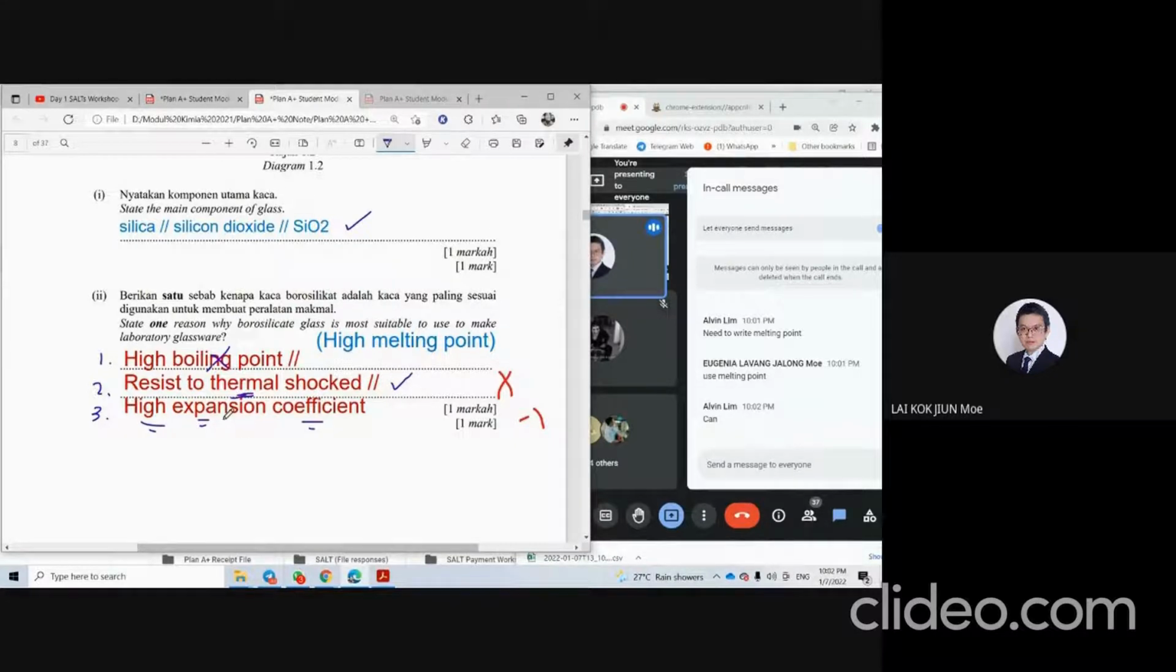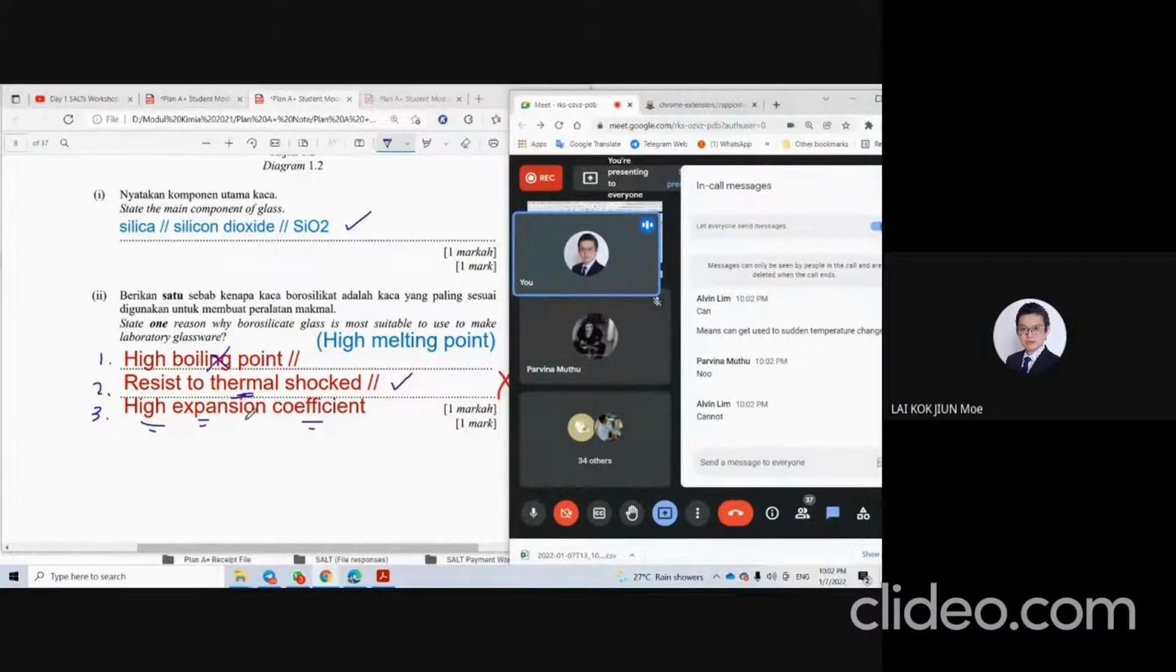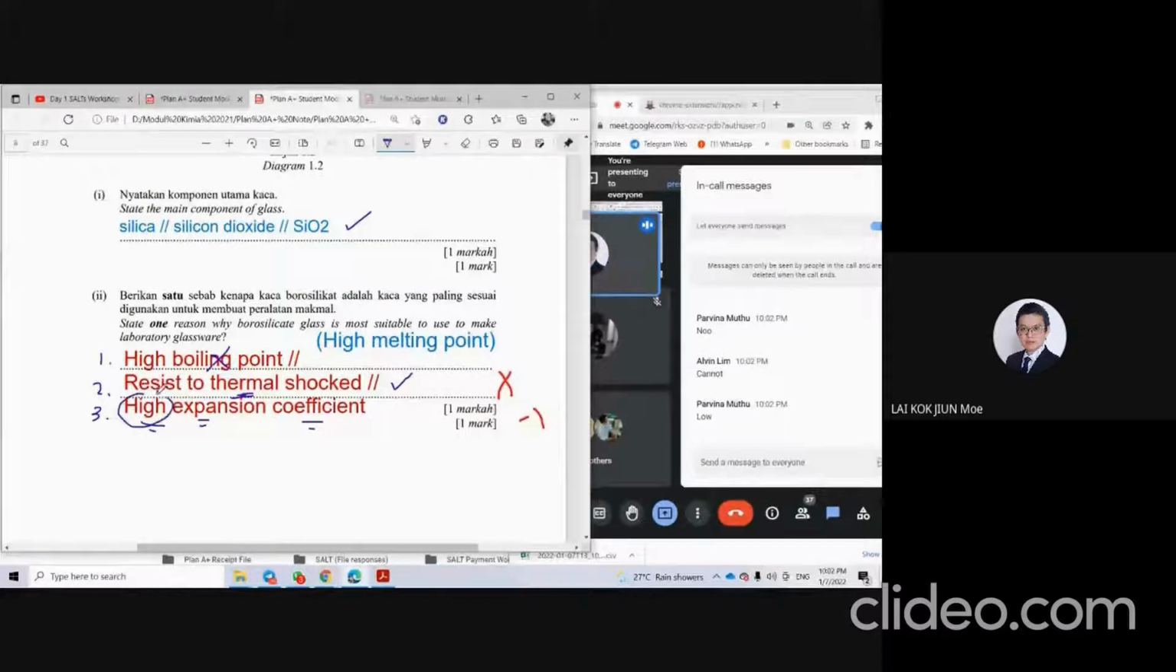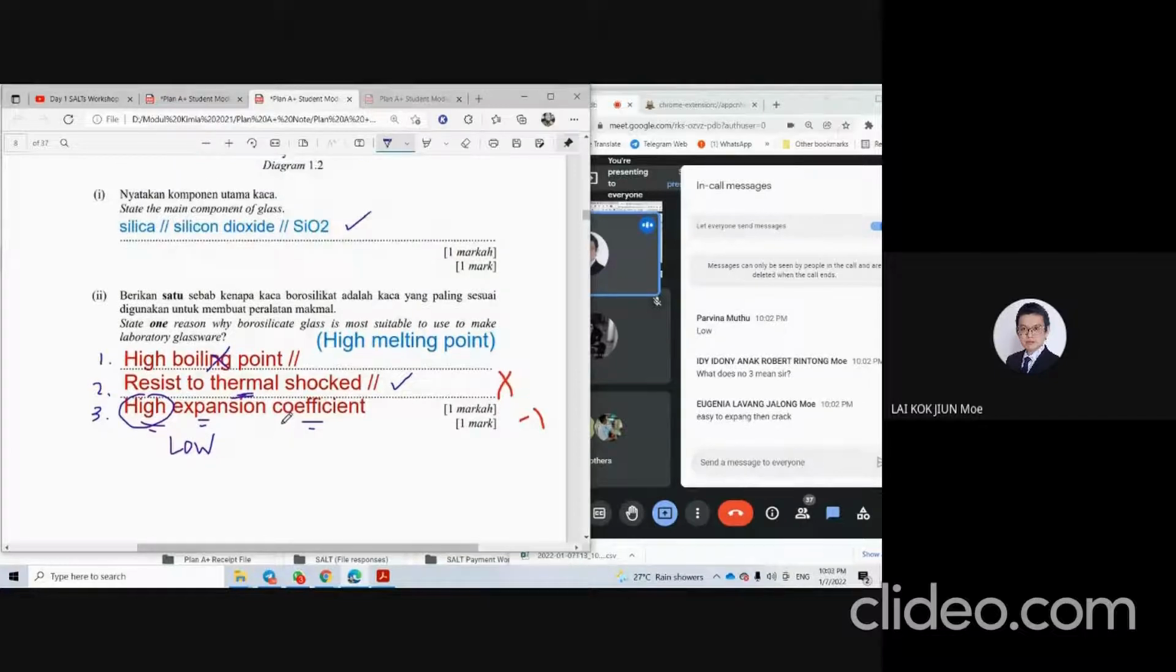Okay. High expansion coefficient, can or not? Yes. Suddenly temperature change. Yes. Cannot also. Why cannot, Pavina? Because you see, high, this brings the problem. It should be low. Expansion, it expands. If it expands quickly, it means it's not good. It's not good. Yes. Easy to expand and then crack.